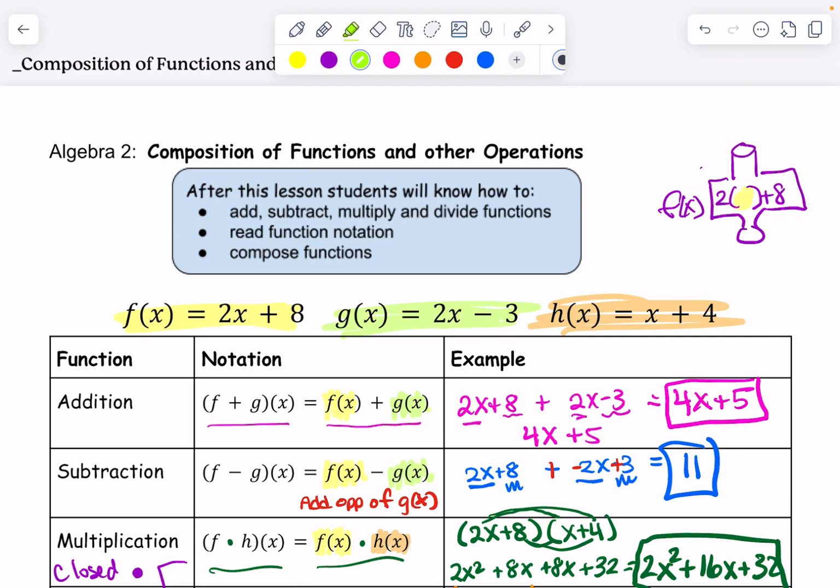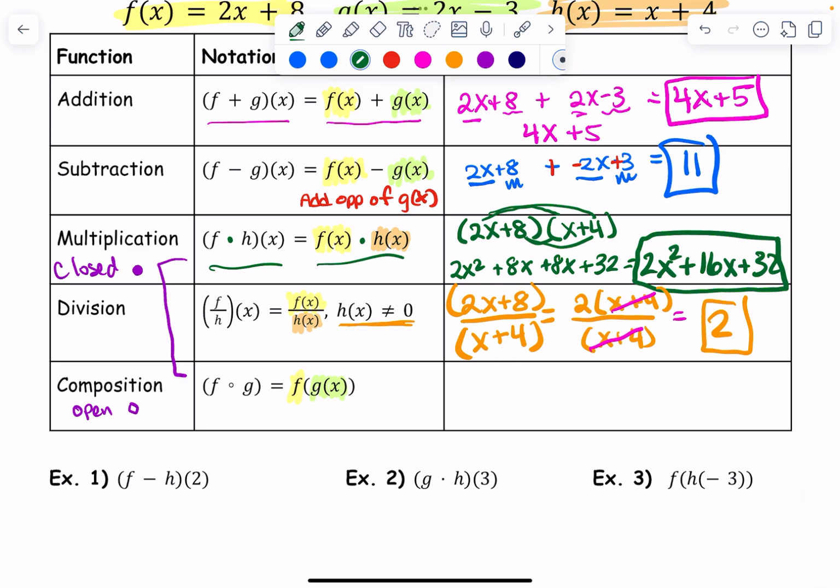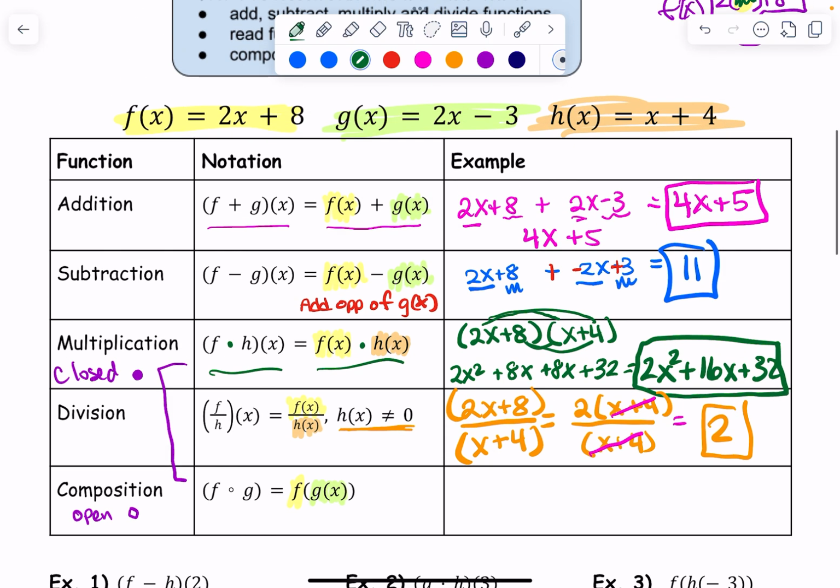But if I'm putting g of x in, if I put 2x minus 3 into this machine, it's going to go right here. And then whatever comes out is going to be our new output. So what does f of x look like again? So f of x looks like 2x plus 8. And we're going to be putting g of x in. And g of x is 2x minus 3.